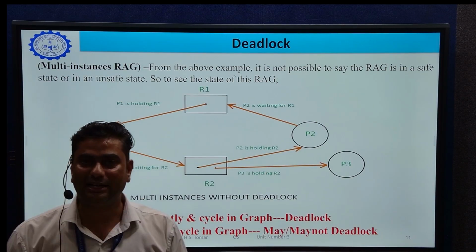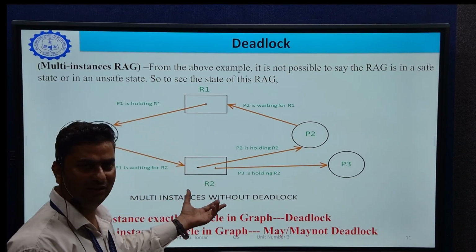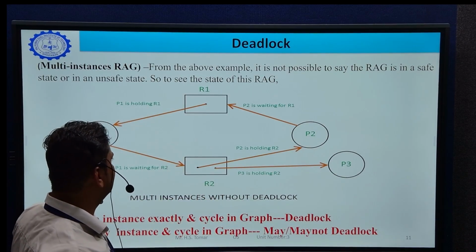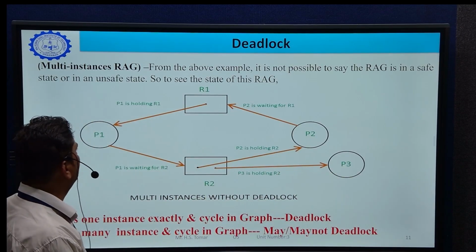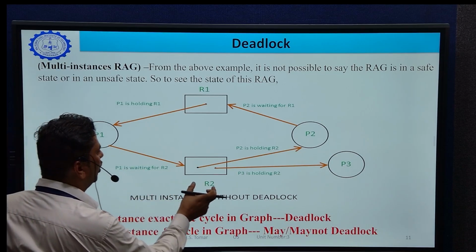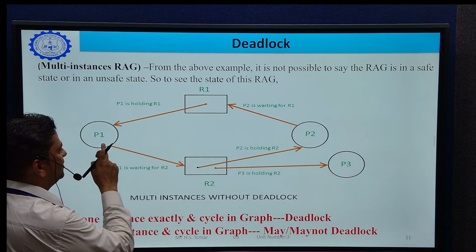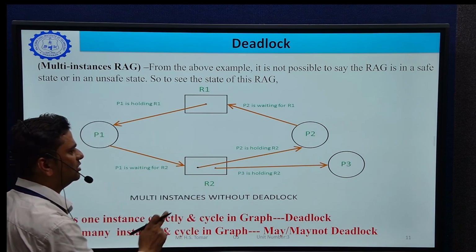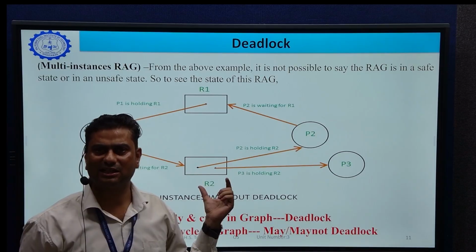Now in the case of multiple instance type, what happens? See, take the scenario here. Again there are three processes P1, P2, P3. Process P1 is holding a resource R1. At the same time, process P1 is requesting the resource R2. But resources are of multiple instance type.